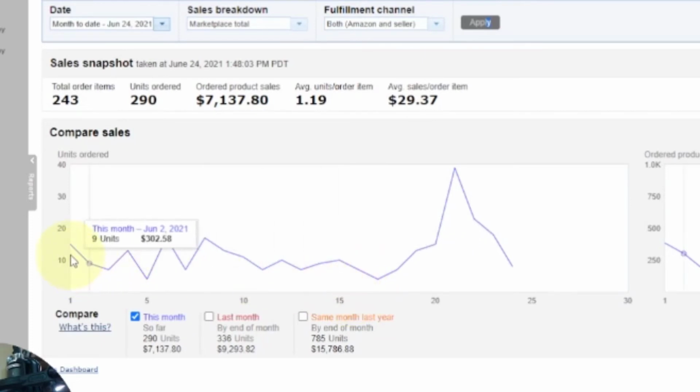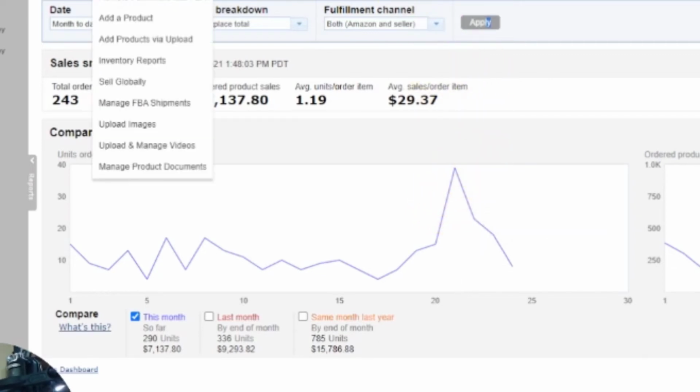this graph. If you look at from the first, you had 15 units. Look at how low that was. 7, 4. We had a day where we only had 4 sales. Then we had a day where you had 39, and almost $1,000. But that was one day, guys. I mean, just to give you a realistic view.